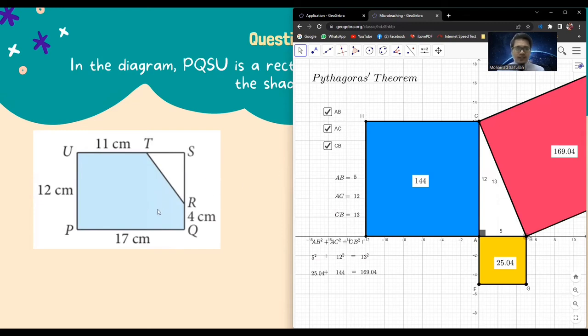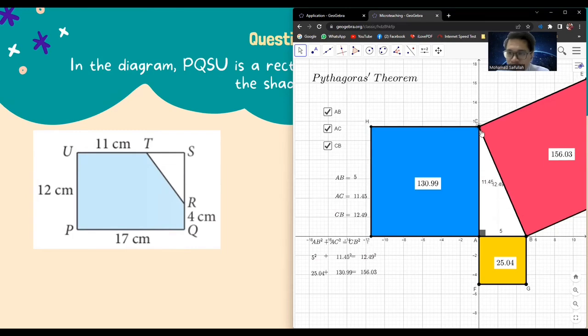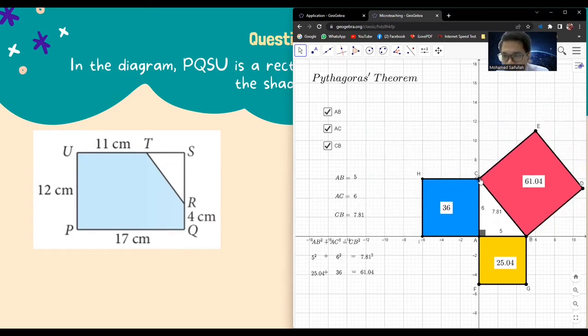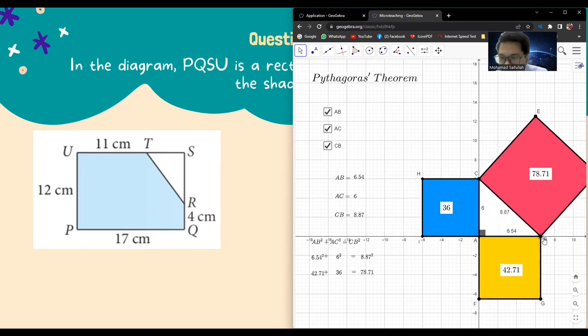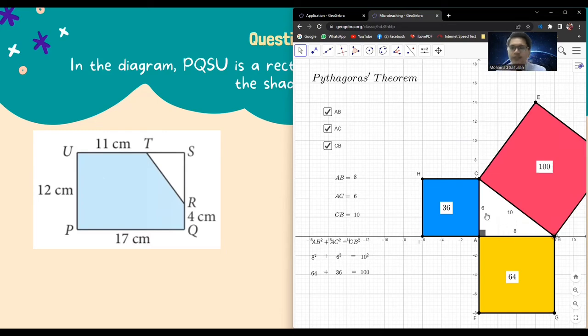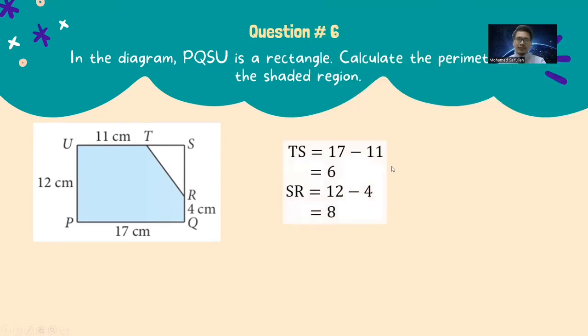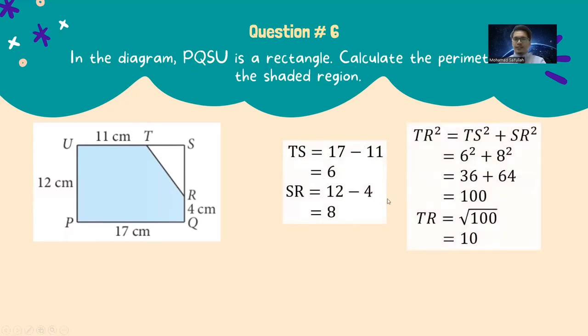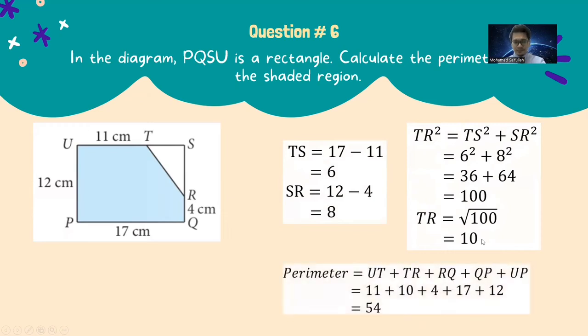Okay, 17 minus 11 is 6, so you get 6 here, and 12 minus 4 is 8. So you get 6 and you get 8, so the value of TR is 10. Once you know the value of TR, you can find the perimeter. 6 and 8, and the value of TR is 10, so the perimeter will be 54.